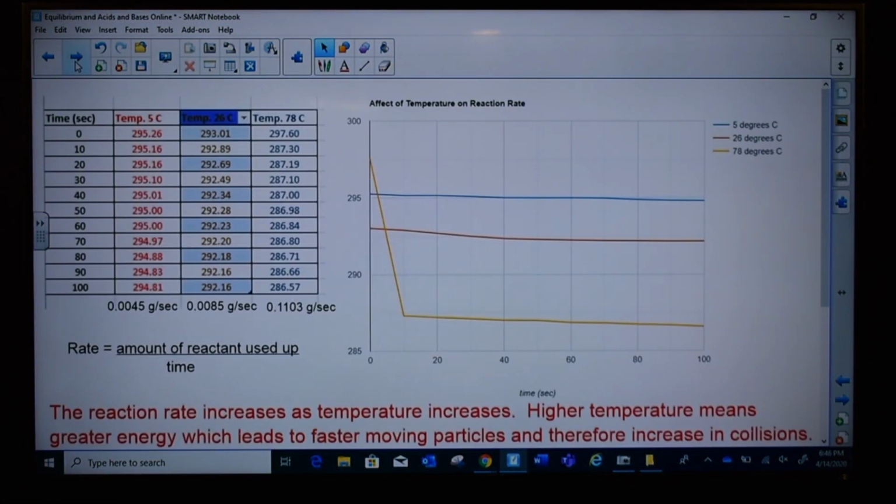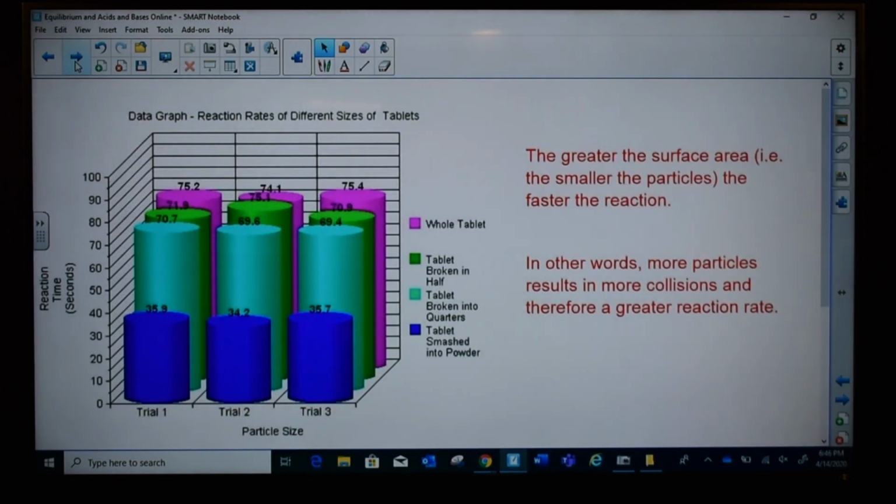And again, I lifted someone else's data. It's just a lot faster for me to steal someone else's graph. But anyway, what this particular person is showing us, the greater the surface area, so the smaller the particles, the faster the reaction rate occurs.